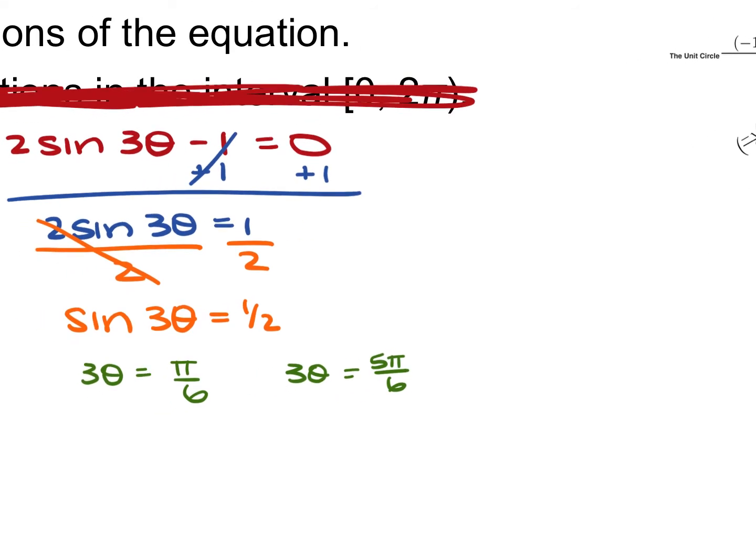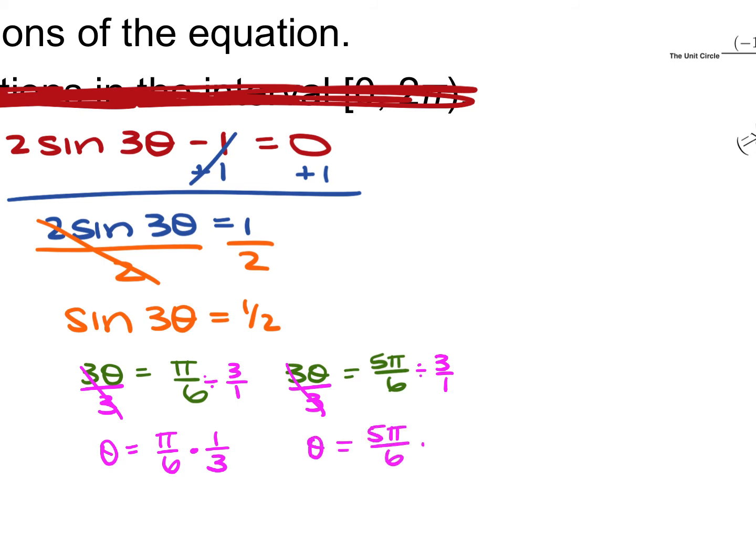From here, we're going to get rid of that 3 next to theta just to isolate the theta. It's being multiplied, so divide each side by the 3, or 3 over 1. Remember, when you're dividing fractions, you keep, change, flip. So theta is equal to pi over 6 times 1 over 3, as well as theta is equal to 5 pi over 6 times 1 over 3. Multiply straight across for both of these, and you get that theta is pi over 18, as well as theta is 5 pi over 18.